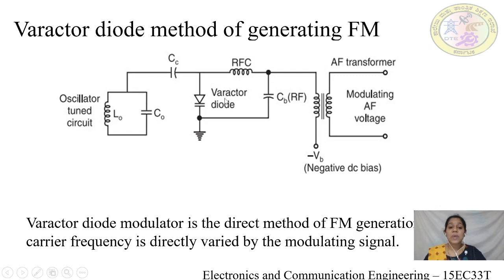So this varactor diode is a direct method of FM generation, as the changes in the amplitude of the audio signal cause the frequency of the generated FM to change. Hence, this is a direct method of FM generation.